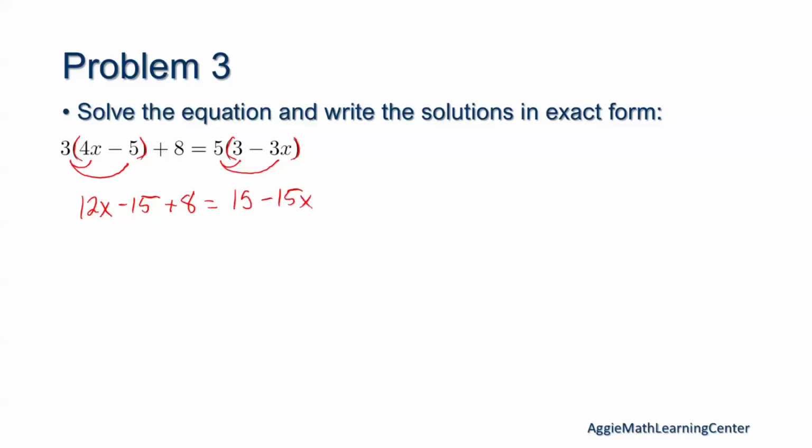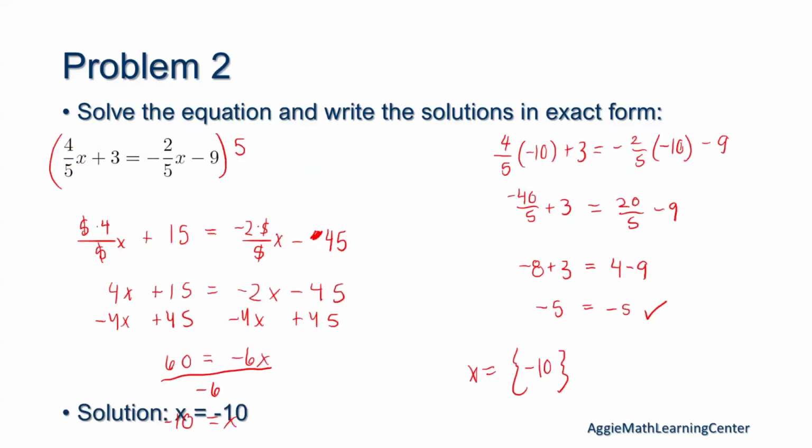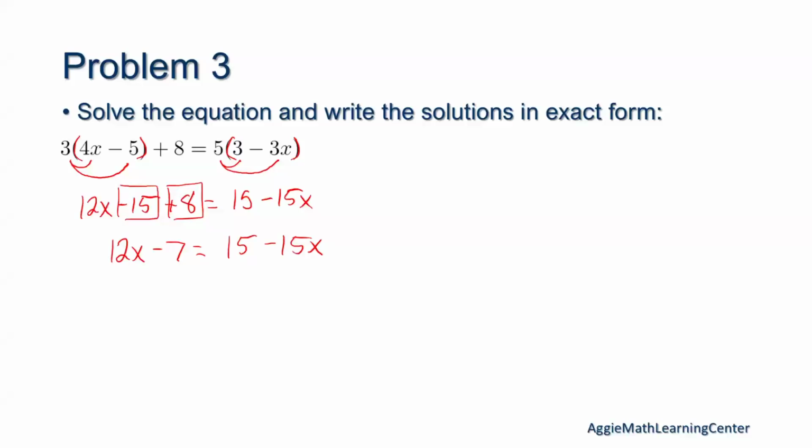Sweet. Now I'm seeing a like term here and here. We'll combine those two to get 12x. And what's negative 15 plus 8? Yep, negative 7 equals 15 minus 15x. So now we're in a form that looks kind of similar to what we had here. We have an x on both sides of the equation and also a number next to it. So we simplified with that distributive property to get it to a type of problem we've seen before.